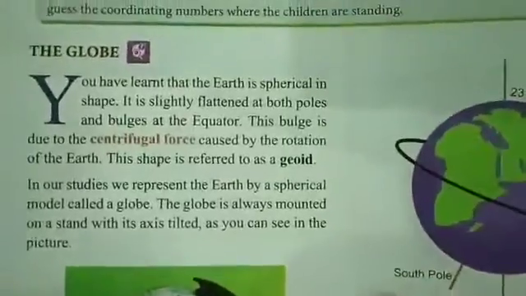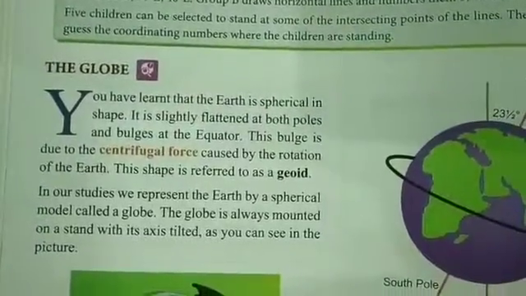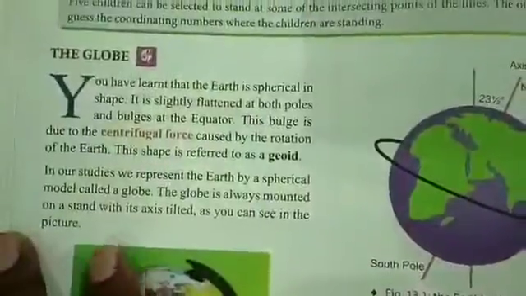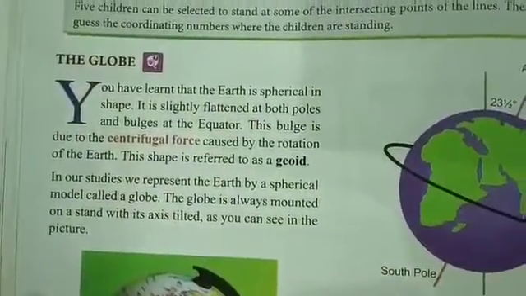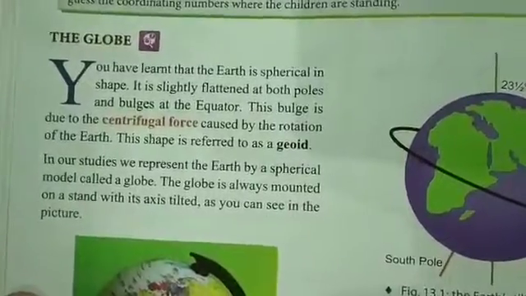So, the globe. You have learned that Earth is spherical in shape. It is slightly flattened at both poles and bulges at the equator. This bulge is due to the centrifugal force caused by the rotation of the Earth. This shape is referred to as geoid.